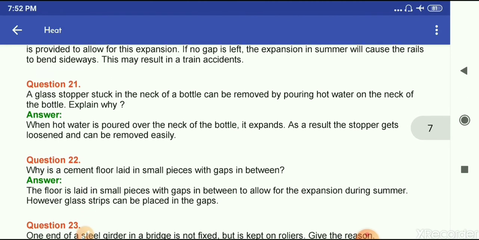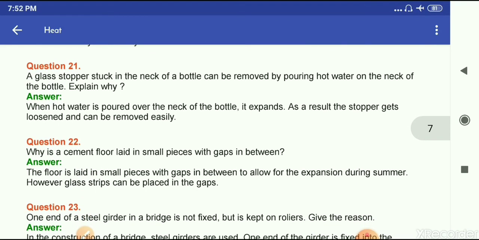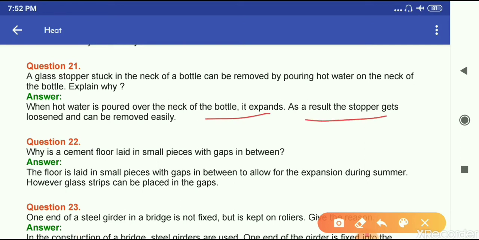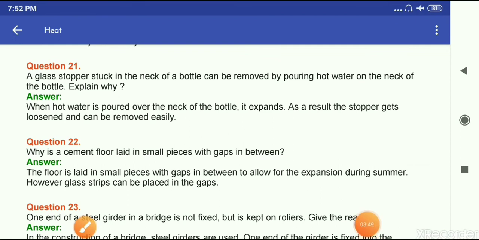Question number 21. A glass stopper stuck in the neck of a bottle can be removed by pouring hot water on the neck of the bottle. Explain why. Answer. When hot water is poured over the neck of the bottle, it expands. As a result, the stopper gets loosened and can be easily removed.